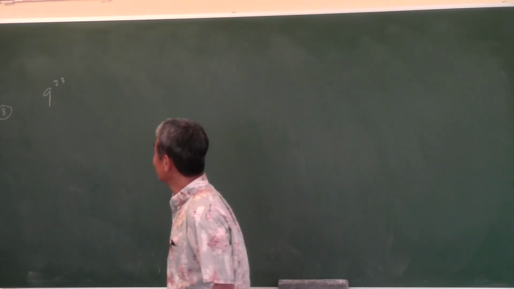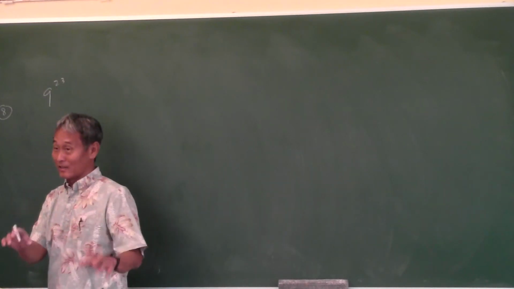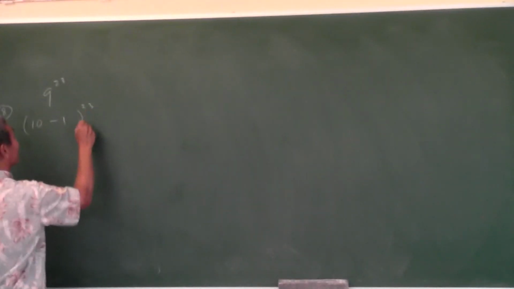So how do you do it? What's the hint I gave? I'm not going to give you the hint either. Change it to 10 minus 1 to the 23rd power. Why? Yeah, I know it's the same, but why not 8 plus 1? Why 10 minus 1? Why not 7 plus 2, or 12 minus 3? What's this number? Because there are 23 zeros. Exactly, because when you raise 10 to powers, you get a lot of zeros. That's why 10. So remember that.